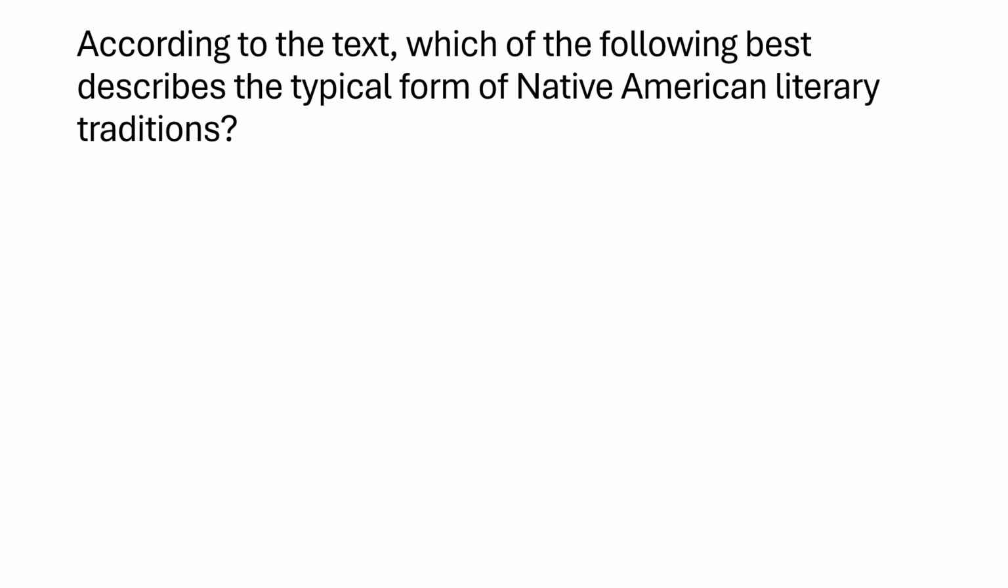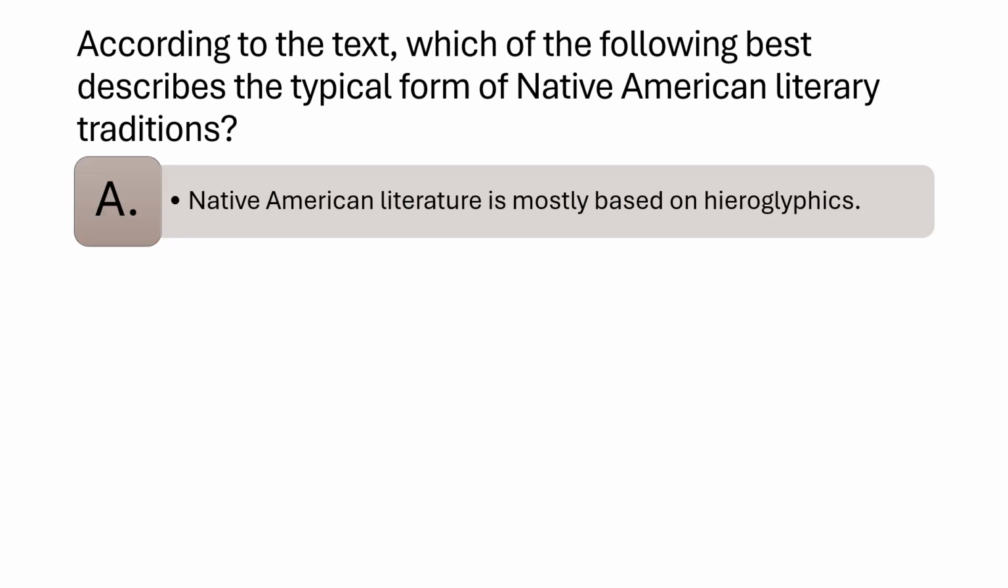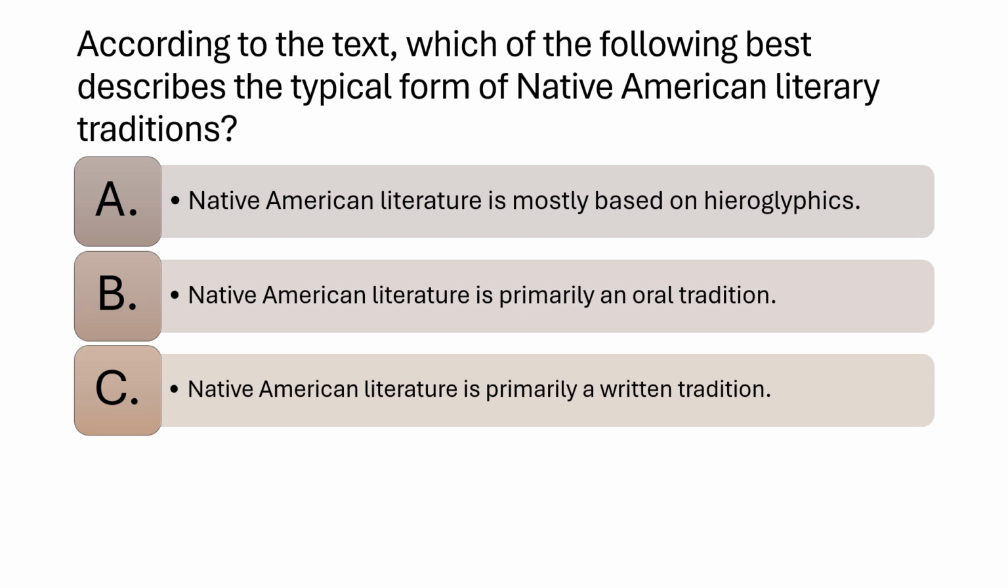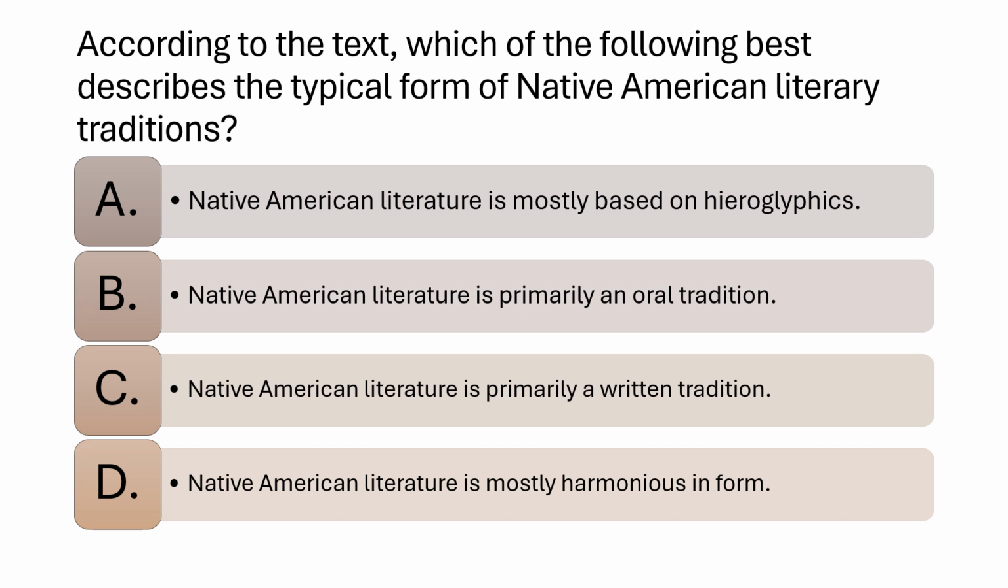According to the text, which of the following best describes the typical form of Native American literary tradition? A. Native American literature is mostly based on hieroglyphics. B. Native American literature is primarily an oral tradition. C. Native American literature is primarily a written tradition. D. Native American literature is mostly harmonious in form.